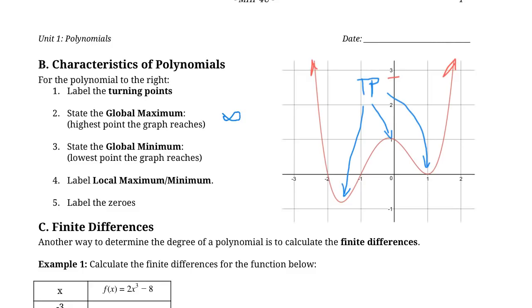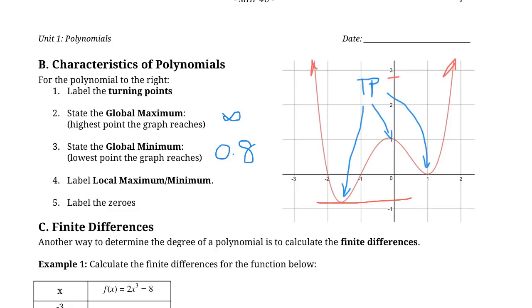What's the global minimum of this function? Well, that's going to be the lowest point this function reaches, and it looks sort of like that, right? The lowest point. I'm just going to approximate because it's not on an equal value. It looks something like 0.75, 0.8. I'm going to put 0.8.